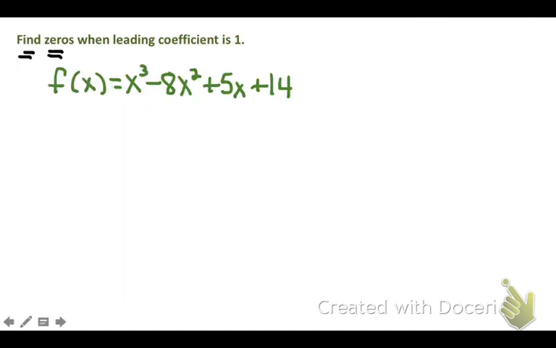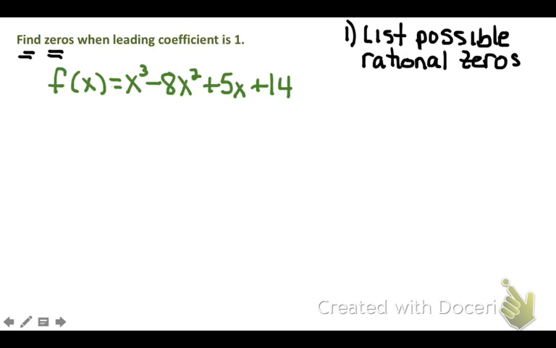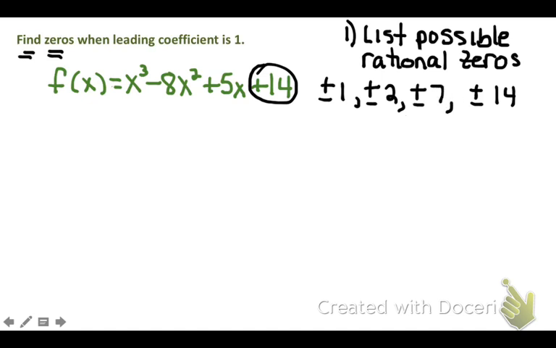Now we're asked to find the zeros, not the possible zeros, but to find the actual zeros. But in order to do that, first we must list the possible rational zeros. So that's step number 1. Recall we take the factors of the constant, so plus or minus 1, plus or minus 14, plus or minus 2, and plus or minus 7.